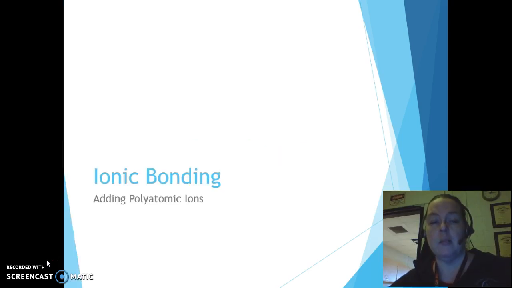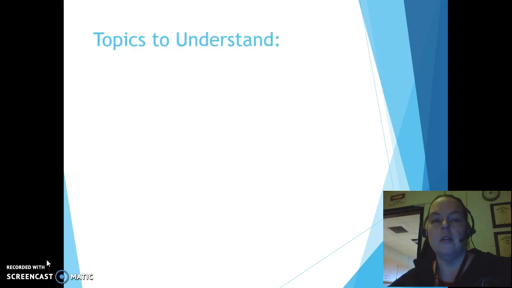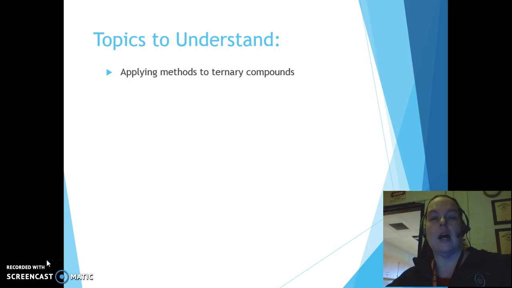This time we're going to be talking more about ionic bonds, but we're going to be adding some polyatomic ions, adding some groups here instead of single element atoms. So topics that we're going to try to understand today are applying methods that we've already learned to ternary compounds, because the methodology is exactly the same. No matter what we do, the methods that we use are going to be exactly the same. So we need to keep that in mind and bear that in mind as we're doing our job.